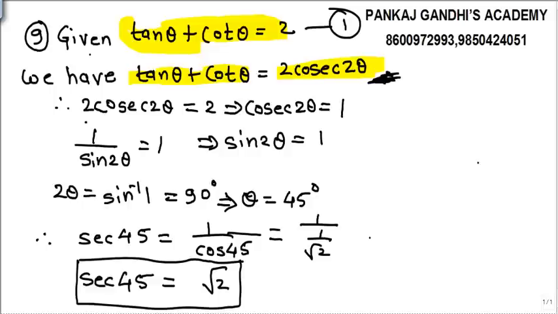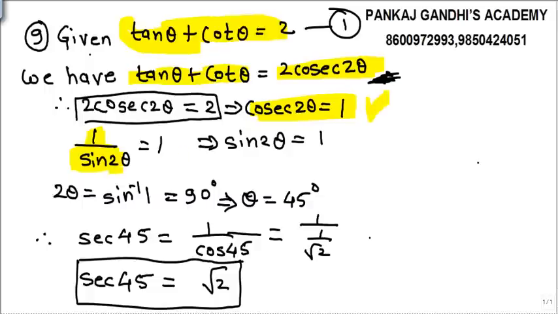So we get here 2 cosec 2 theta equals 2. So obviously cosec 2 theta equals 1. Cosec 2 theta is nothing but 1 upon sin 2 theta, so we can write 1 upon sin 2 theta equals 1. So sin 2 theta equals 1. We got the value of sin 2 theta equals 1.